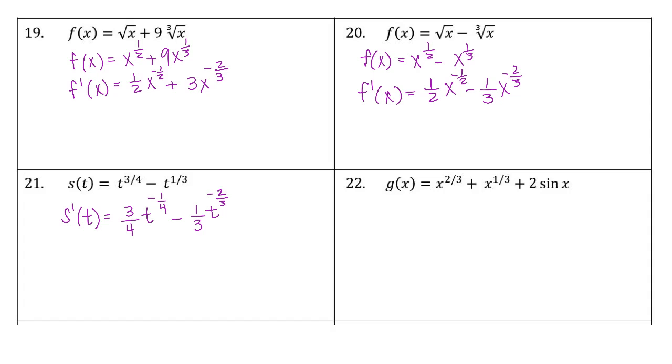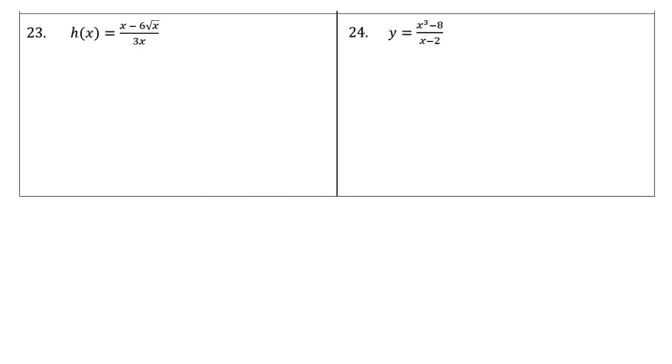Number 22, more of the same. So we have g prime at x equals 2/3 x to the negative 1/3 plus 1/3 x to the negative 2/3, and then plus 2 cosine x. Okay, and again, more dividing up. So the more practice we get, the better off we'll be.